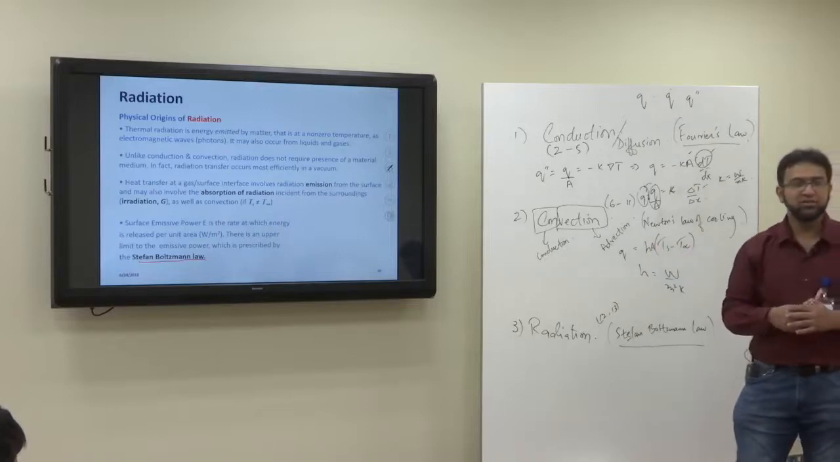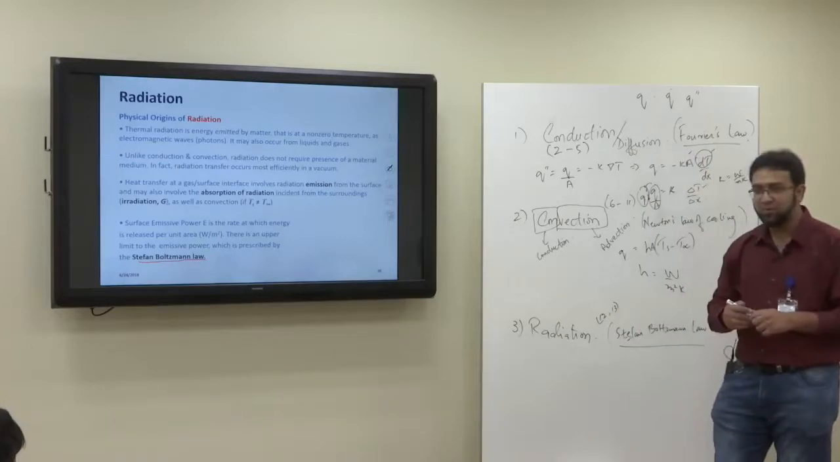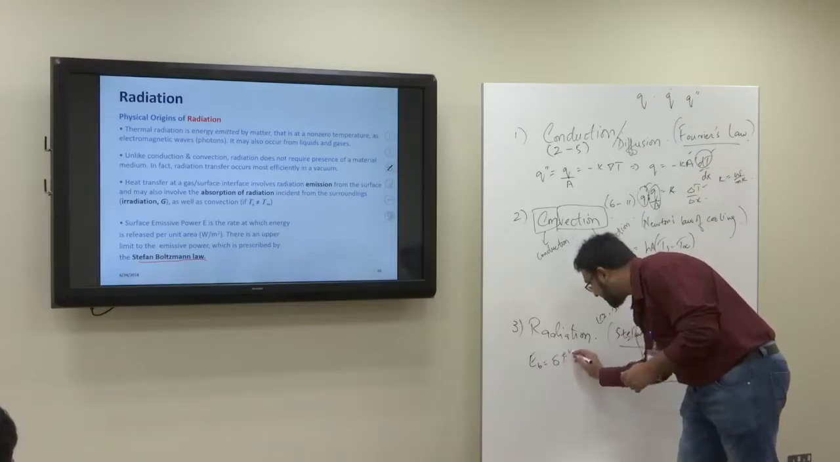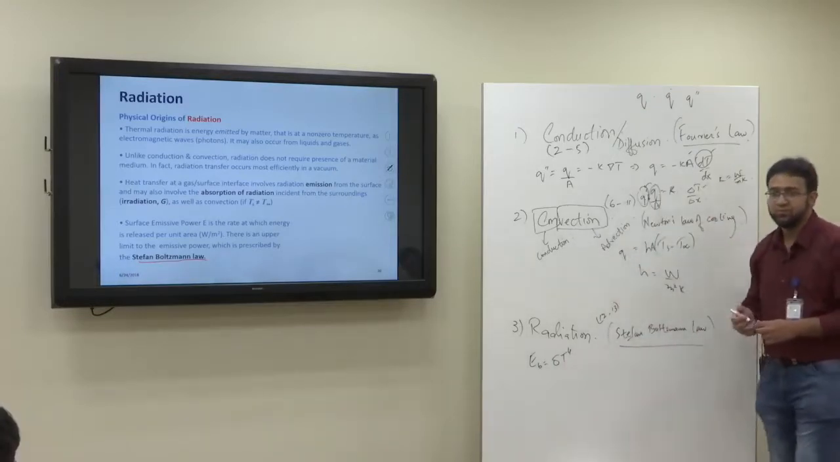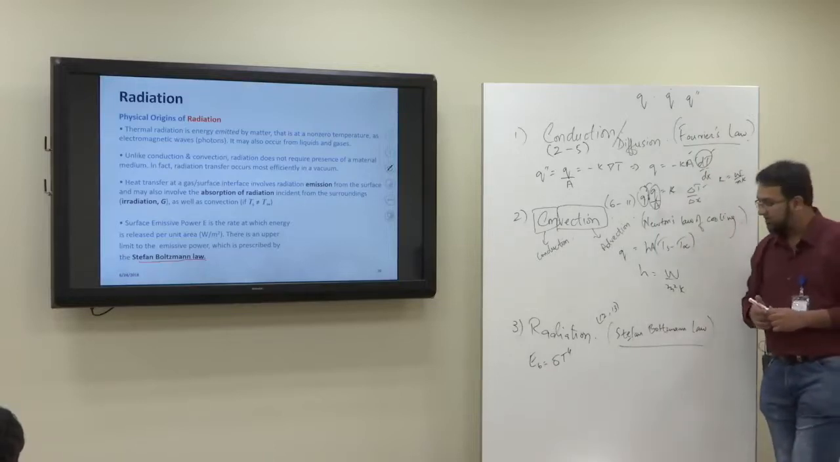An ideal body which emits the maximum amount of radiation and which absorbs the maximum possible radiation, and we call it a black body. So the energy emitted by a black body is basically sigma T raised to the power 4. How do we come up with this formula? When you go to chapter number 12, 13, you will understand that.